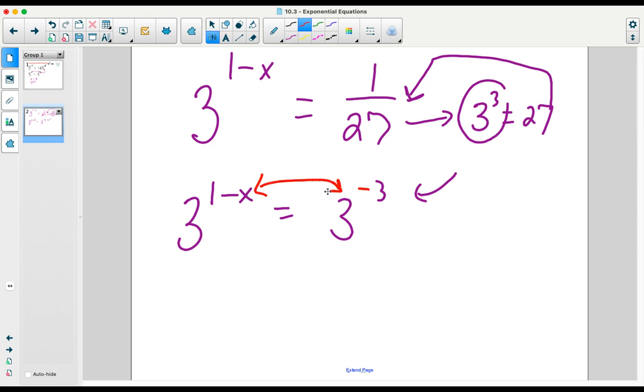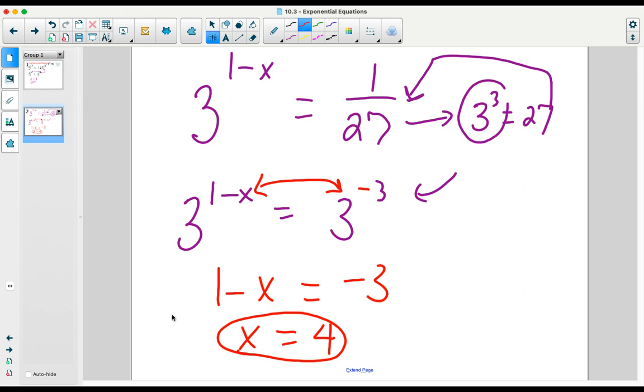Same deal again. In order for these to be the same, the exponents have to be the same. So we write a new equation that says 1 minus x is equal to negative 3. Subtract 1, divide by negative 1, and we get that x has to be 4. You can always back check your answers and make sure that they actually work, which in this case it will.